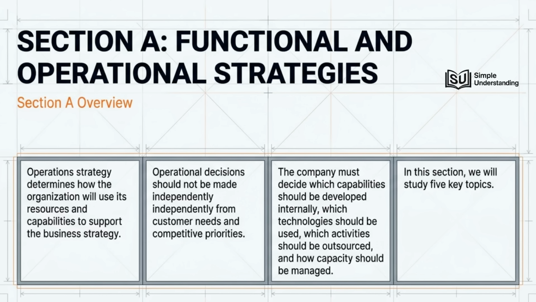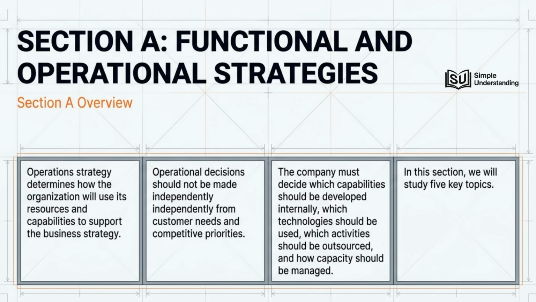Section A, Functional and Operational Strategies. Section A Overview. Operations strategy determines how the organization will use its resources and capabilities to support the business strategy. Operational decisions should not be made independently from customer needs and competitive priorities.